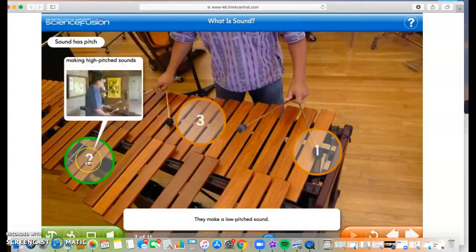Let's look up here. Here, the musician starts out playing the shorter bars. The short bars vibrate quickly. That's why their sound has a high pitch.